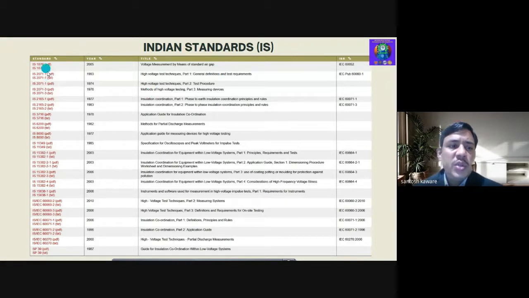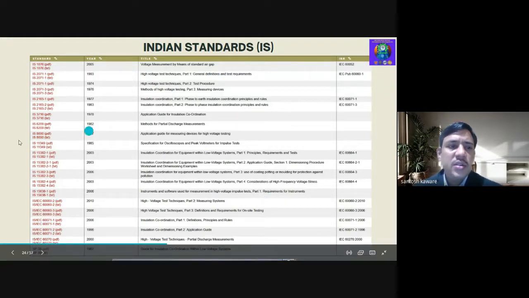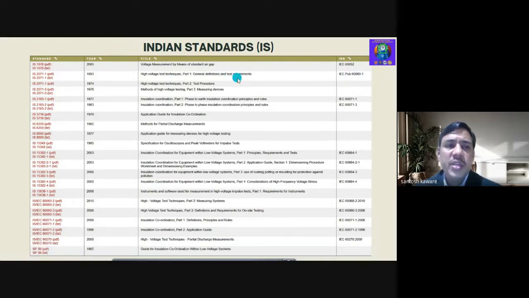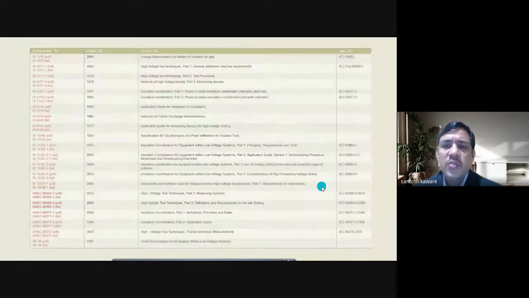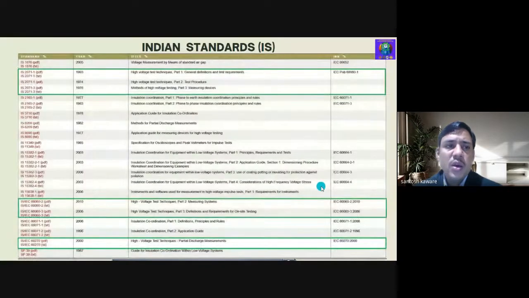These are some of the different IS standards on different topics. For today's discussion only a few of them are important, so I have marked those here.